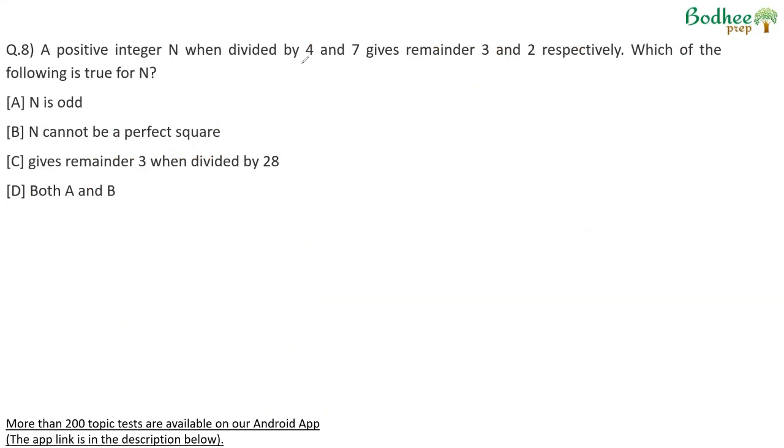A positive integer n when divided by 4 and 7 gives the remainder 3 and 2 respectively. Which of the following is true for n? Now, a number when divided by 4 giving a remainder 3 could be of the form 3, 3 plus 4 is 7, 7 plus 4 is 11, 11 plus 4 is 15, 15 plus 4 is 19, 19 plus 4 is 23, and so on.